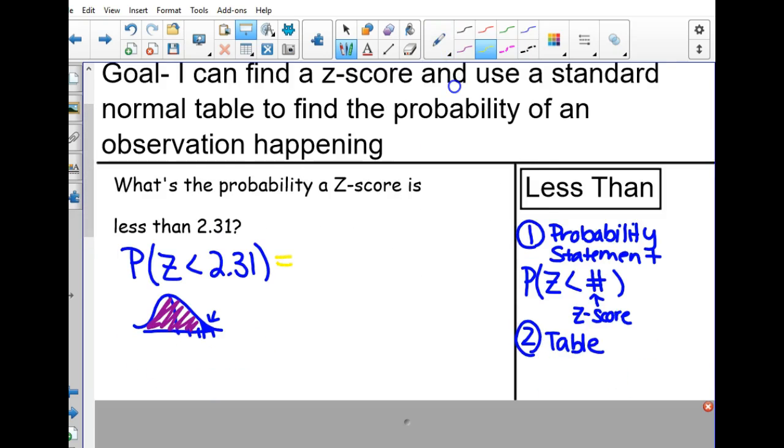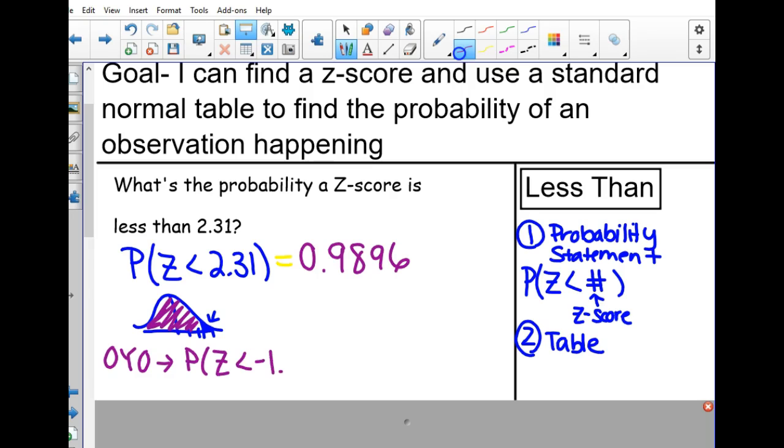What did we say it was again? 0.9896. I want you guys to practice one now on your own. Find the probability that z is less than negative 1.28. Okay, practice using that chart.